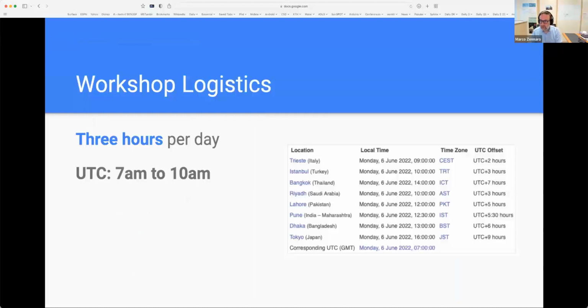So we said logistics, we're going to run 3 hours per day in UTC time. So that is our standard, from 7 a.m. to 10 a.m. You see most of you are already connected, so it means that you already know the correct time.